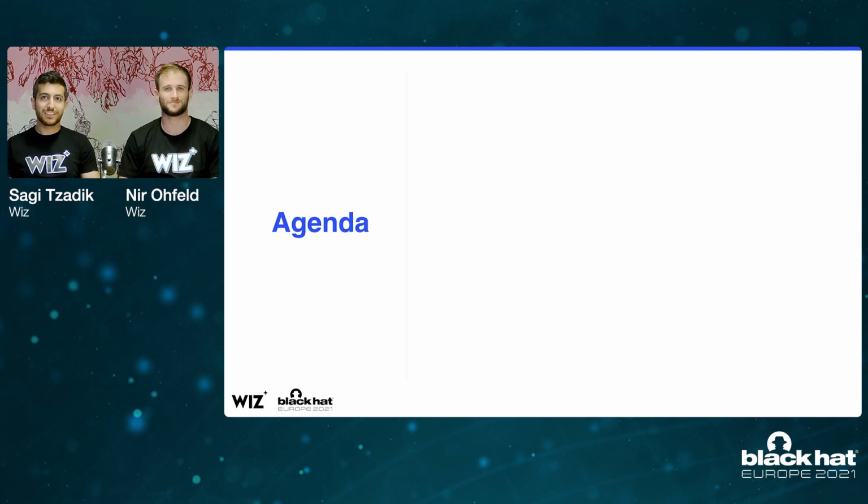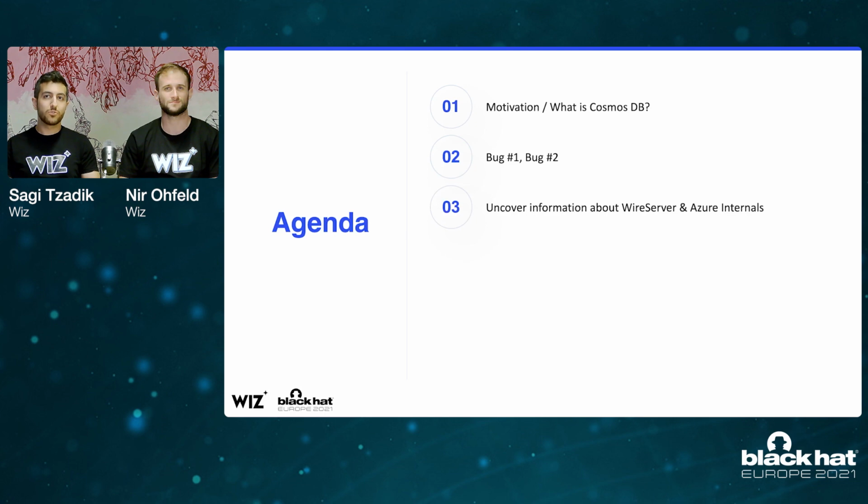Before we dive into the technical details, let's go over the agenda for today. We will first talk about what is Cosmos DB and why we decided to research it specifically. We will then walk you through the technical details of the first two bugs that we found in this service, and then we will uncover some new information about an Azure internal component called the WireServer. With this new knowledge in mind, we will discuss the technical details of the third bug and how we chained all of the bugs together for a full account takeover vulnerability. We will then show you a demonstration of the full exploit, from unauthenticated attacker to a full database compromise.